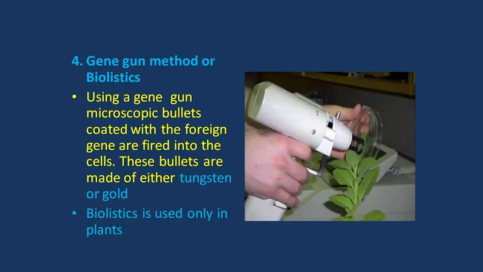Fourth method is called gene gun method or biolistics. Using a gene gun, microscopic bullets, which are either made of tungsten or gold, which are coated with the foreign gene, are fired into the cells. This technique is called biolistics, which is used only in plants.